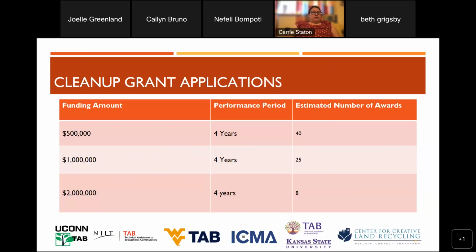Cleanup grant applications this year, there have been changes to their caps as well. There will be sort of 3 bands of funding. They're expected to give about 40 grants at the $500,000 level, about 25 grants at the $1 million level, and about 8 grants at the $2 million level. All of these will have that 4-year performance period, and you will indicate on your application which band you're applying for. And so it's my understanding, and the others can correct me if I'm wrong, that they will be reviewed in those batches.